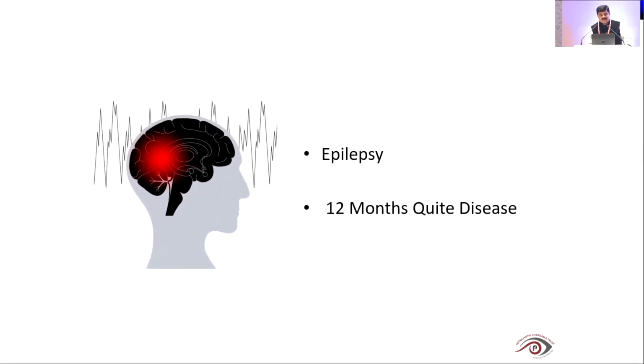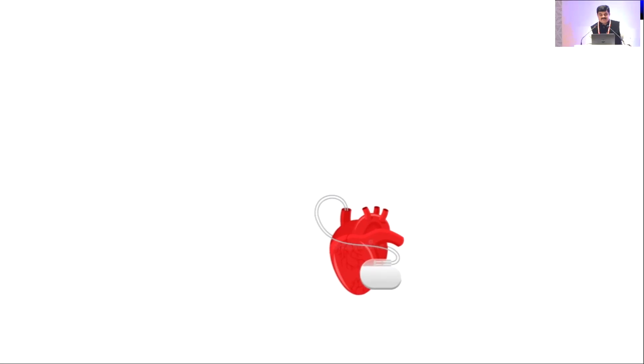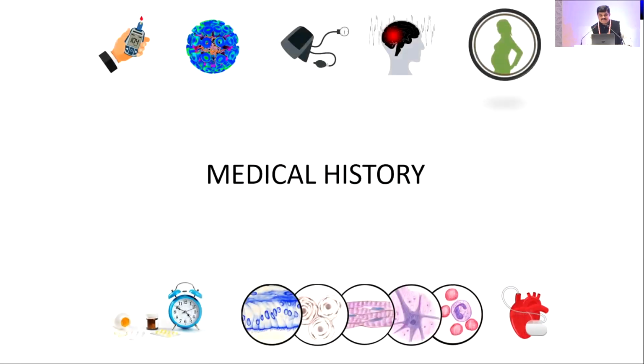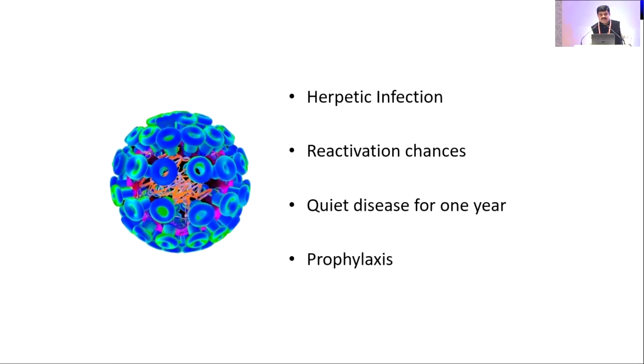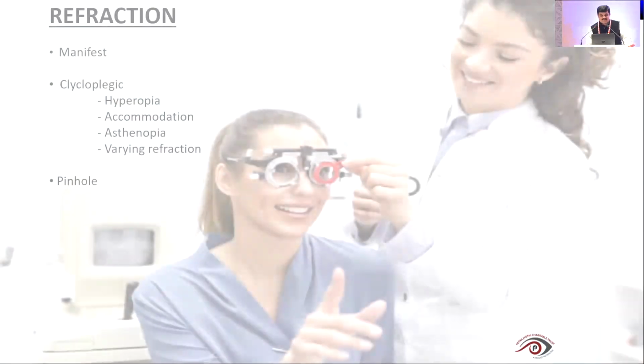Then you need to ask about the history of epilepsy, and that the patient should be 12 months free of the disease. Then you need to ask especially those who have already had cardiac pacemakers, and also whether they have any implants. So this is very, very important. Then also ask for any herpetic infection, reactivation changes, and also whether they are on any prophylaxis for treatment. So coming to the examination, very important: slit lamp examination.